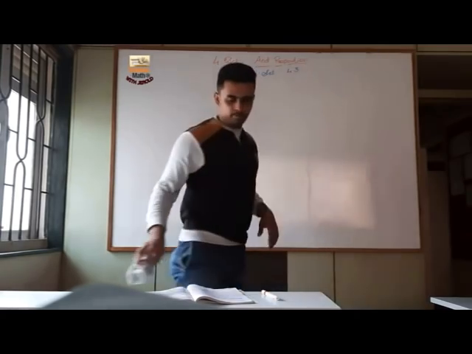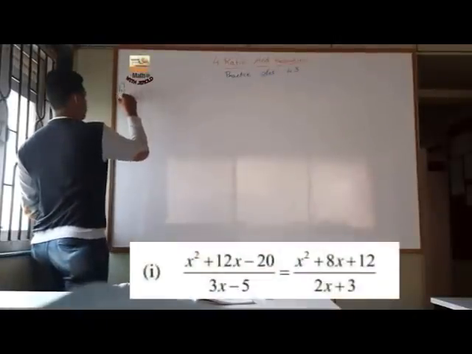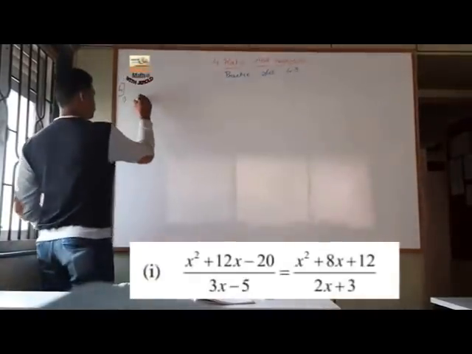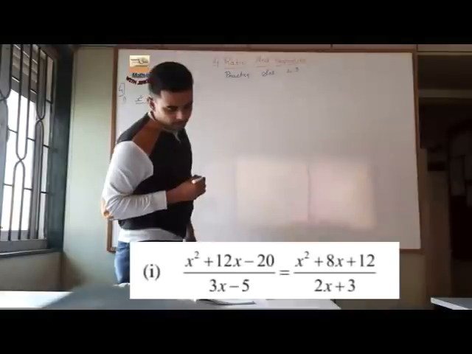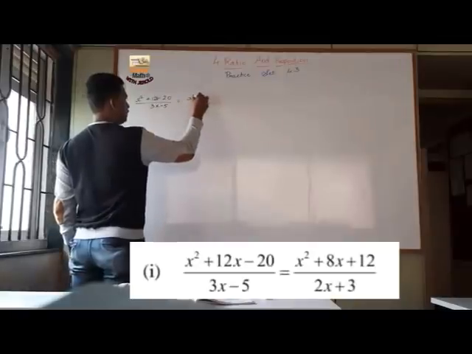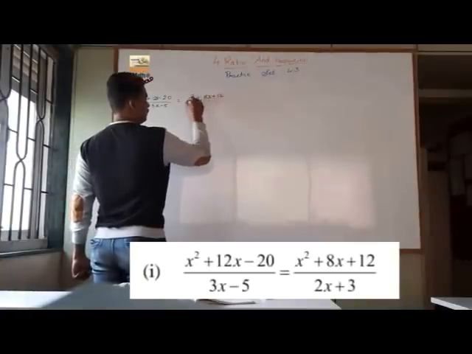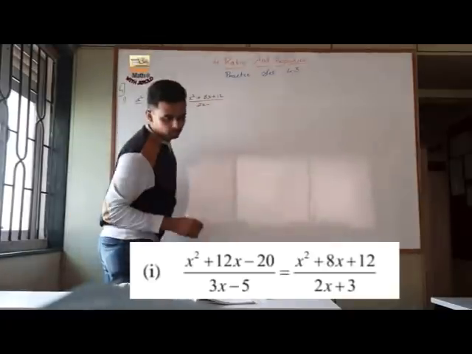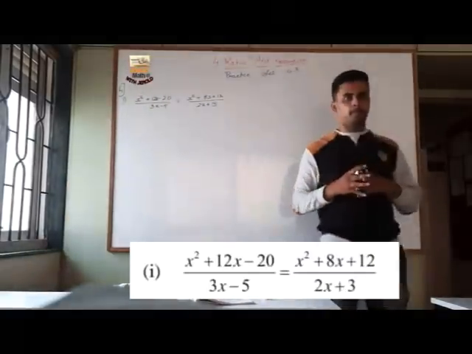The first sub question in practice sets question number 4 is x squared plus 12x minus 20 divided by 3x minus 5 is equal to x squared plus 8x plus 12 divided by, not 4x, 2x plus 3. This is what we have in the question.